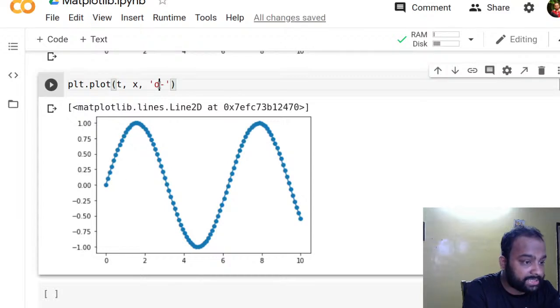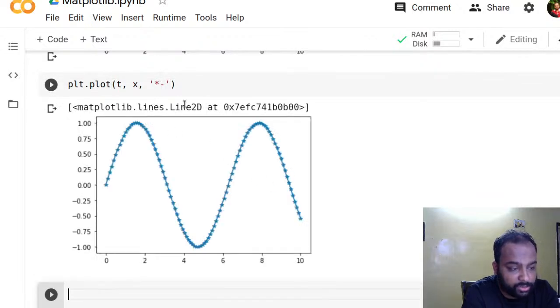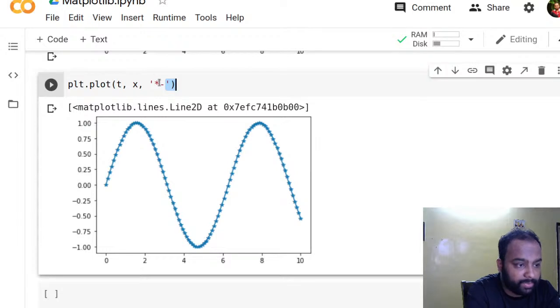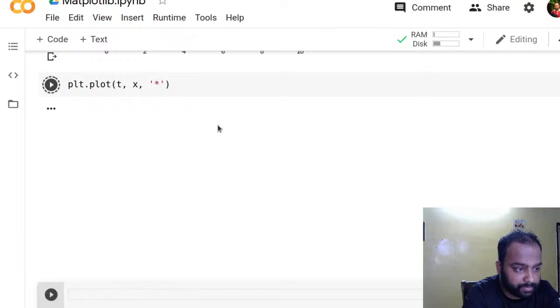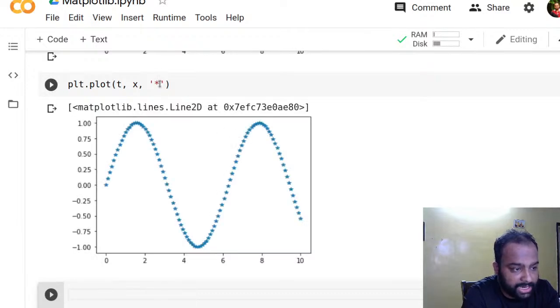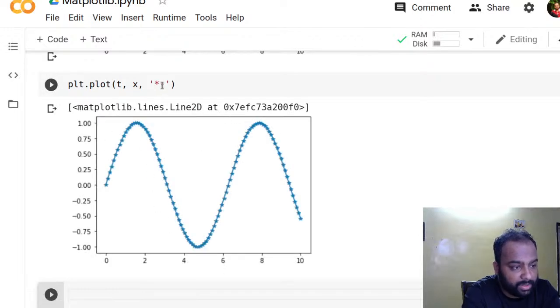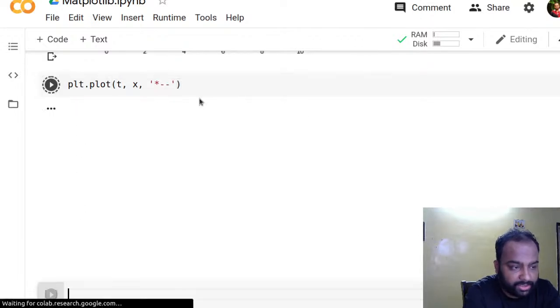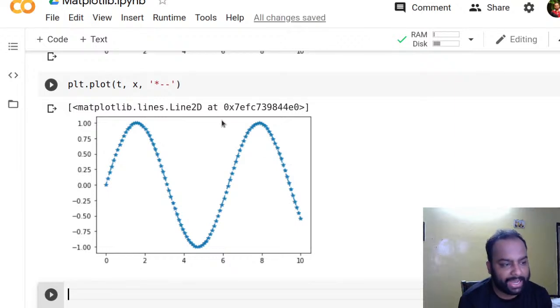You can also say a star here, then it will plot stars here, for example. And then of course this is denoting a curve joining them. So yeah, like that. So only stars, and then a smooth curve joining them. Then if I say star dash dash, that would actually give me a dashed line joining those stars. Okay, so you can combine marker styles and line styles.